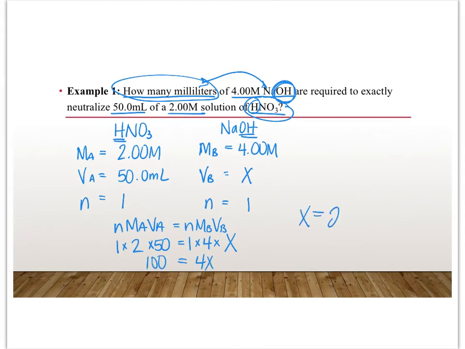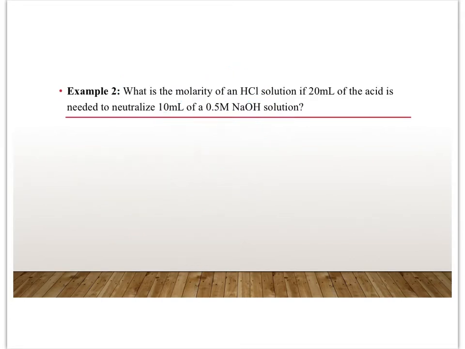X would be equal to 25 milliliters. Next example. What's the molarity of an HCl solution? 20 milliliters of the acid is needed to neutralize 10 milliliters of 0.5 molar sodium hydroxide. Again, keep these nice and organized because a common mistake that students make is they will swap stuff. They'll put the molarity of the acid next to the volume of the base or something. So don't mix and match. Keep all of your information together.